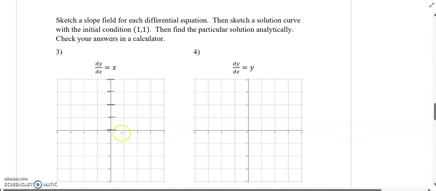When x equals 1, our slopes are 1. And when x equals 2, our slopes are 2. And etc. So we get pretty steep pretty quick. And the same thing happens going in the negative direction, except we have negative slopes.